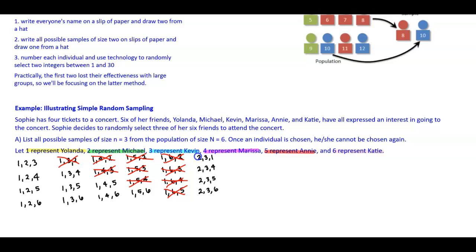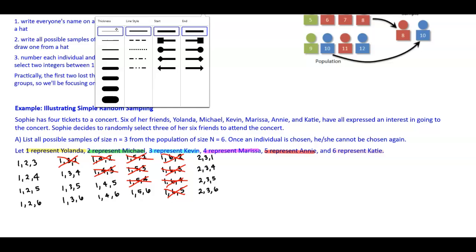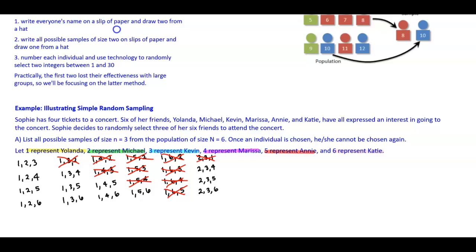So out of those numbers, is there anything that's been repeated? Well, we can see that 2, 3, 1 was already in the first column at the beginning, so we're going to eliminate that. Is there a 2, 3, 4? No. Is there a 2, 3, 5? No. Is there a 2, 3, 6? And the answer is no.